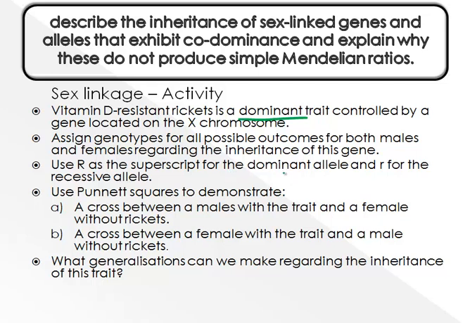So let's look at if they have X capital R, that is an allele for rickets. We're just going to shorten it to rickets. It's vitamin D resistant rickets. Okay, and X little r is, we'll say, non-rickets.